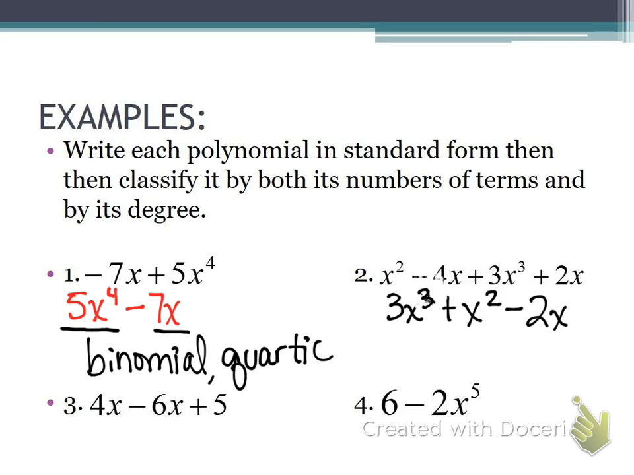Once it's in standard form, we classify it by how many terms it has. How many terms are there? 3, so we call it a trinomial. And we look for the largest degree or the highest exponent, which is also 3, so it is classified as cubic.